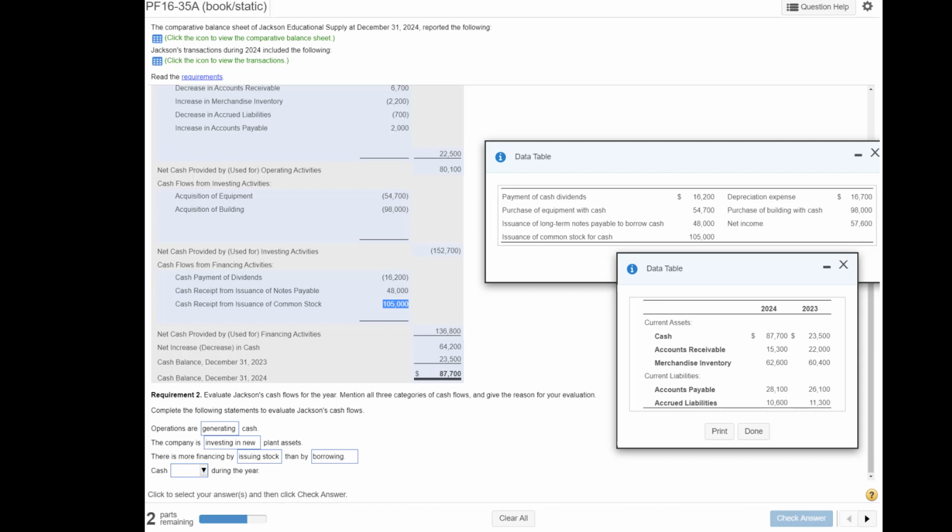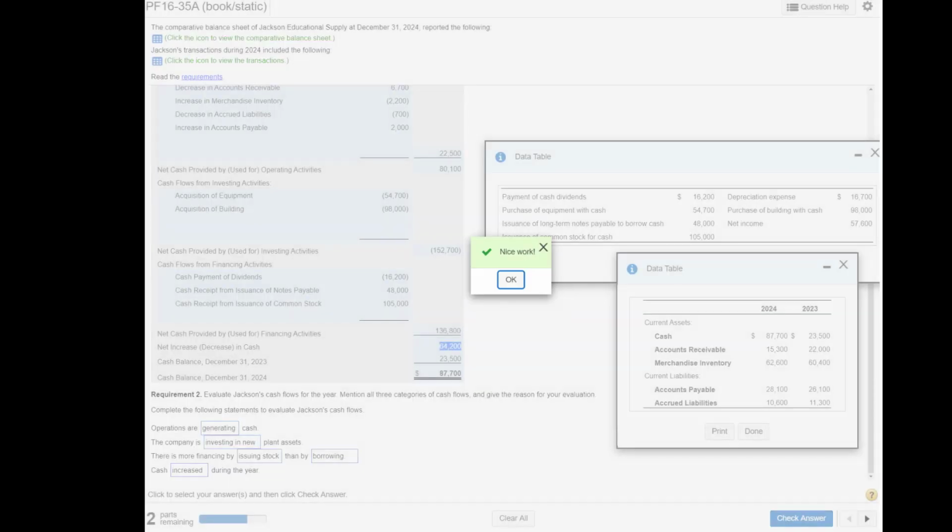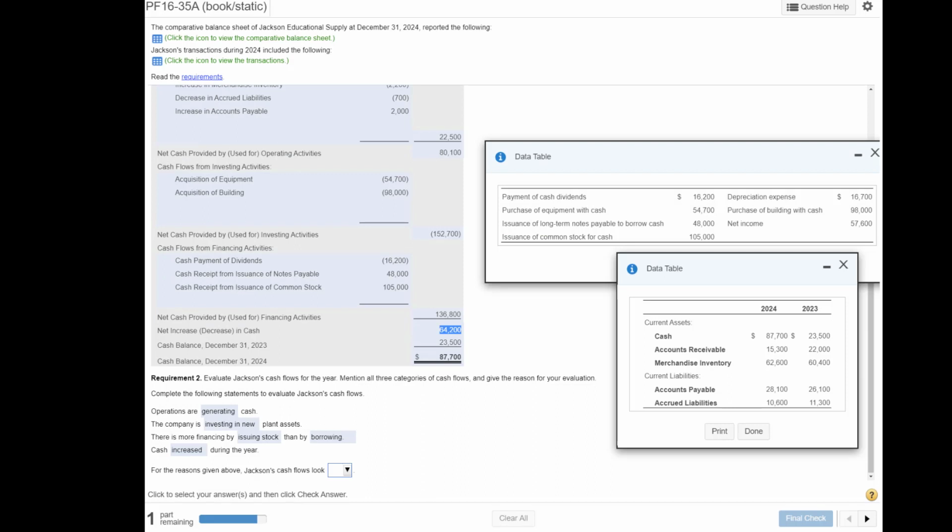And what happened to cash during the year? Positive 64,200, as you can see from over here. But the easiest place to get it is right from here. So cash increased during the year. So everything looks good so far. For the reasons given above, Jackson's cash flow looks strong.